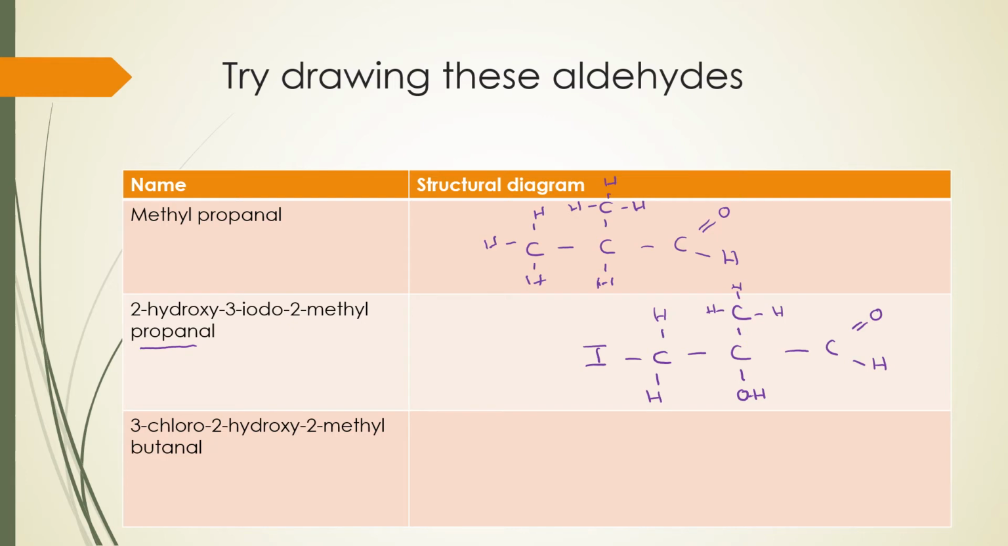Next one we have a butanal, so 4, 1, 2, 3, 4, put the CHO group on. On this one we have a methyl on carbon number 2. We have a hydroxy group on carbon number 2. We have a chloro on carbon number 3. Now put the appropriate number of hydrogens on so that each carbon has 4 bonds.